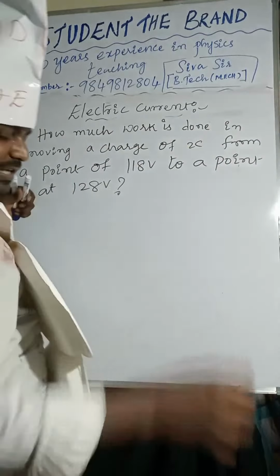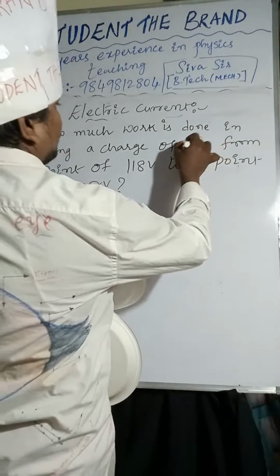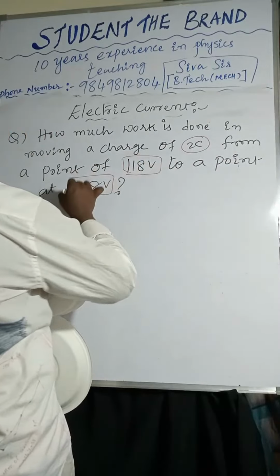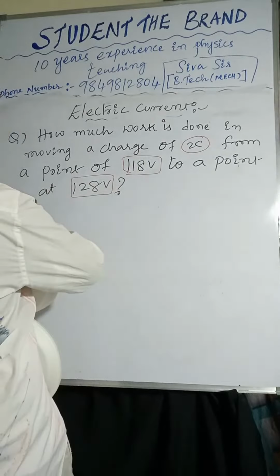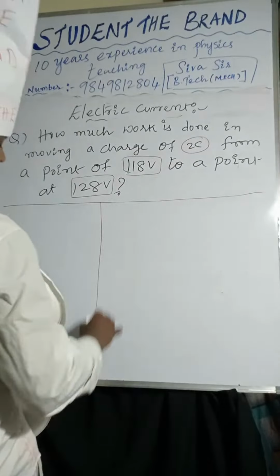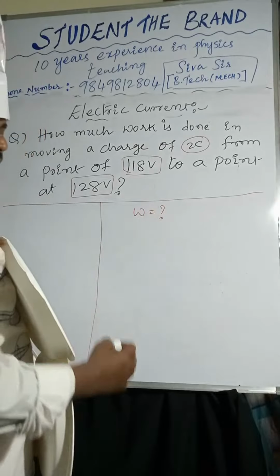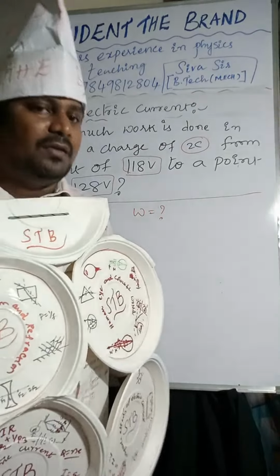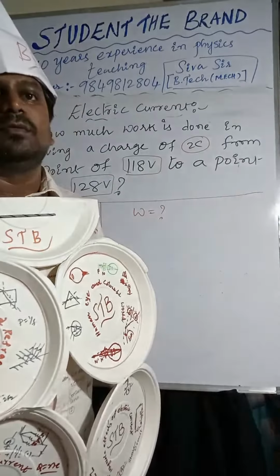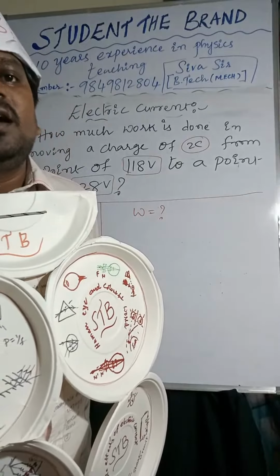Here the charge is given: 2 coulomb, and the potentials are 118 and 128 volts. So the potential difference is given. In this problem we have to find out the work. What formula do we have to use? We have to use V equals W by Q. That is the formula.